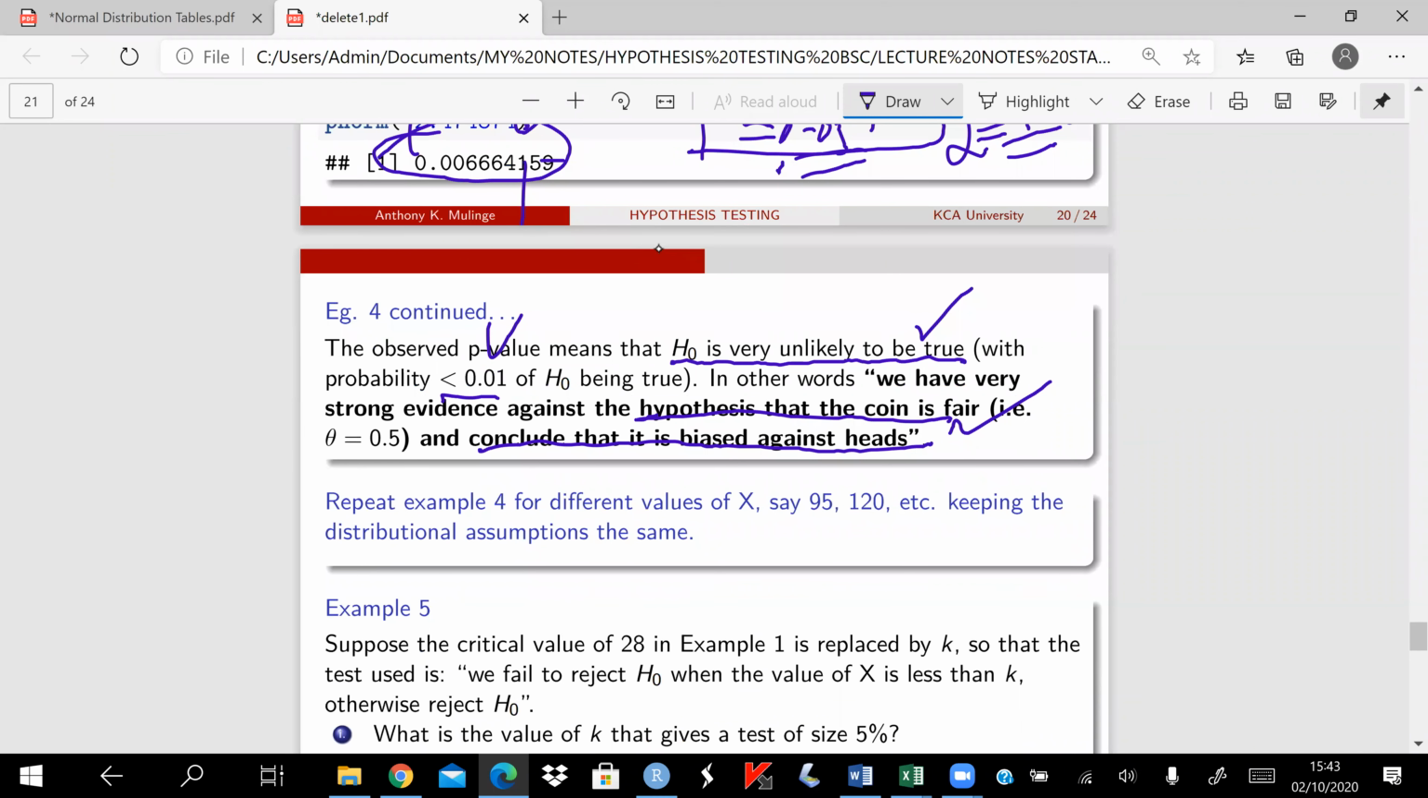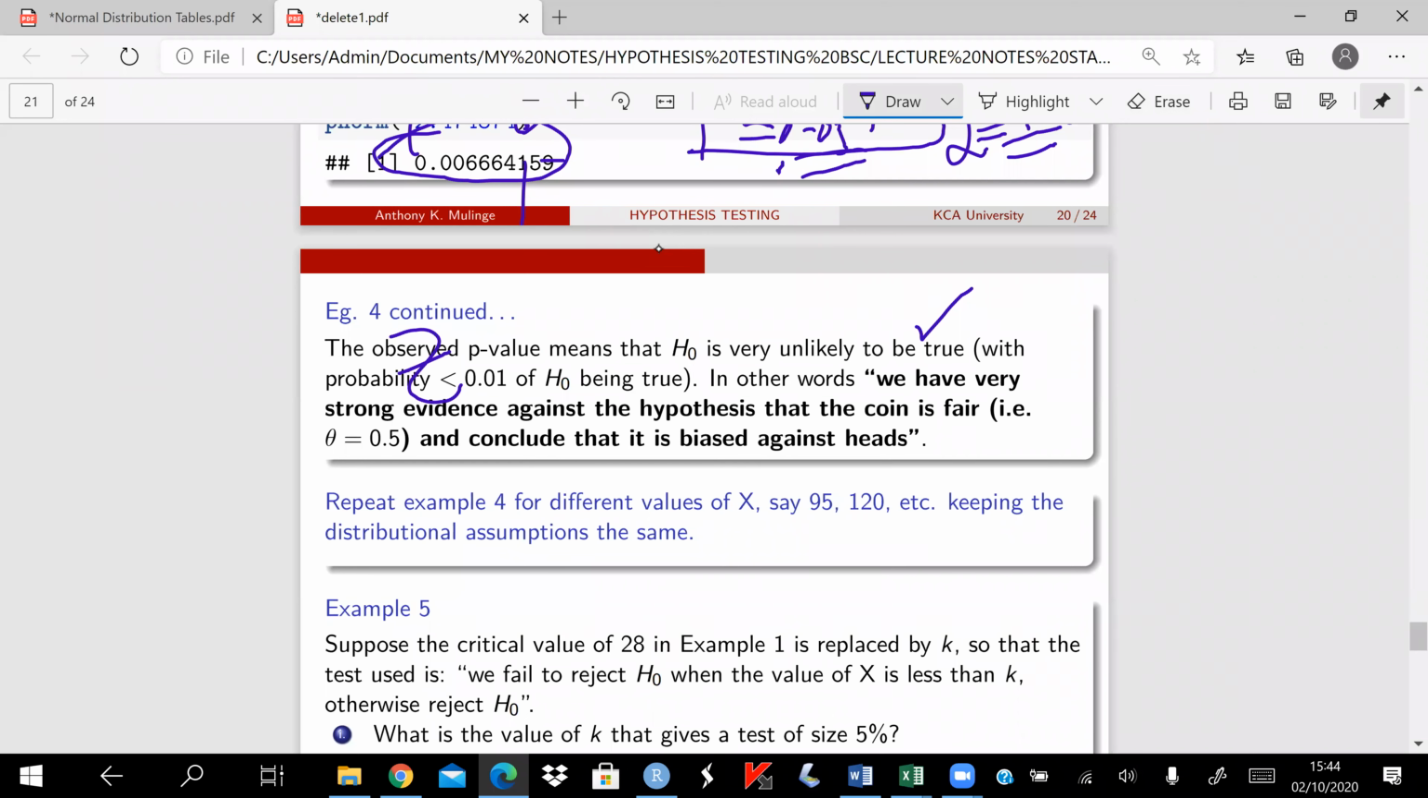And I've told you here to repeat that example. When you change the value of x from 82 to 95, if the number of heads observed was 95, or when it was 120, what will happen? Maybe we can do it together when x is 120. So what will change there? The z statistic.